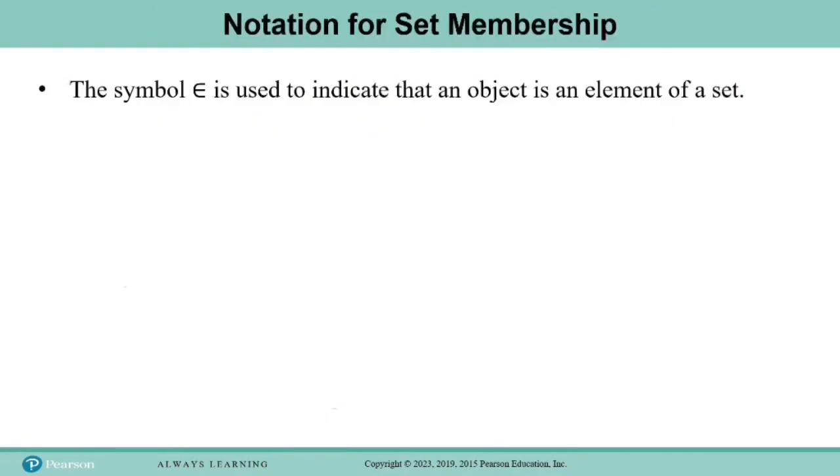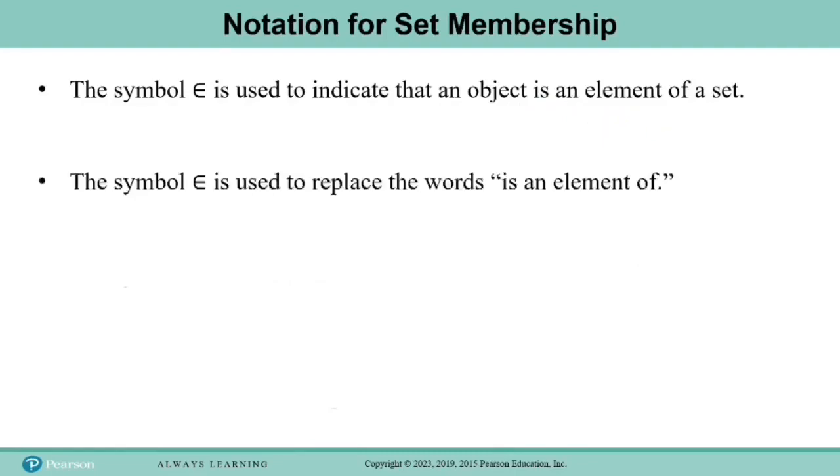Now let's go back and talk about notation a little more. So we saw this symbol earlier. It looks like a funny looking E. It is not an E, so I don't want you to read it as E. However, it is a symbol that looks like an E, and it's used to indicate that an object is an element of a set.